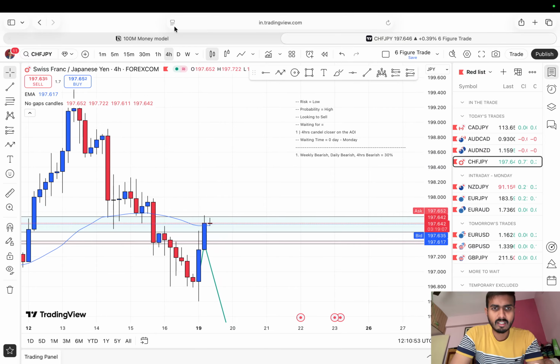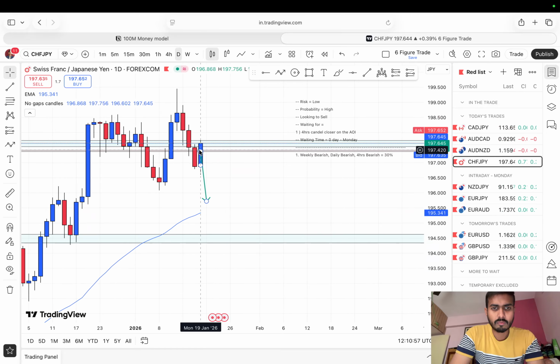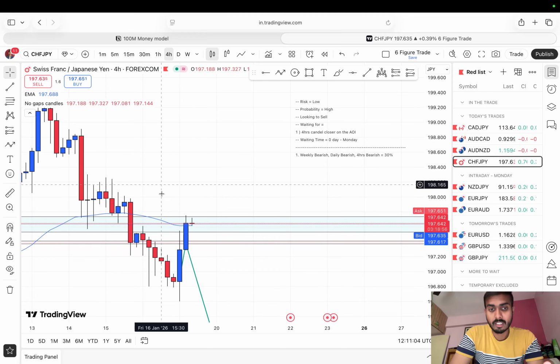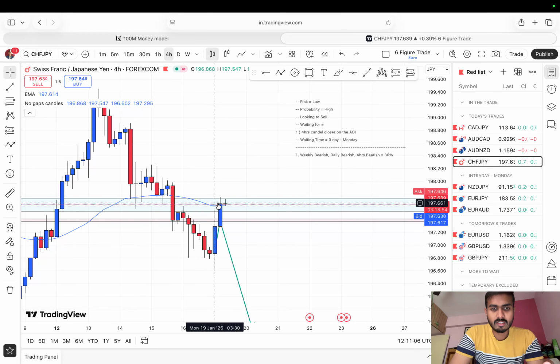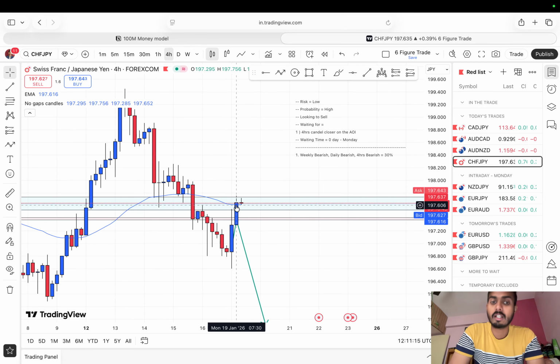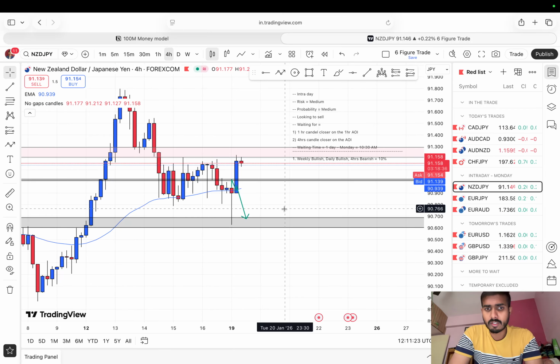CHF looks like it is not doing the things which I wanted. I was waiting for the candlestick closure to the downside on a daily basis, but on the 4 hour we shifted to bullish, so I kind of lost interest. I was waiting for the 4 hour candlestick closure on this box, which hasn't happened. It went above it, so I lost interest, but I will still keep it in the loop until the 4 hour gets bearish.